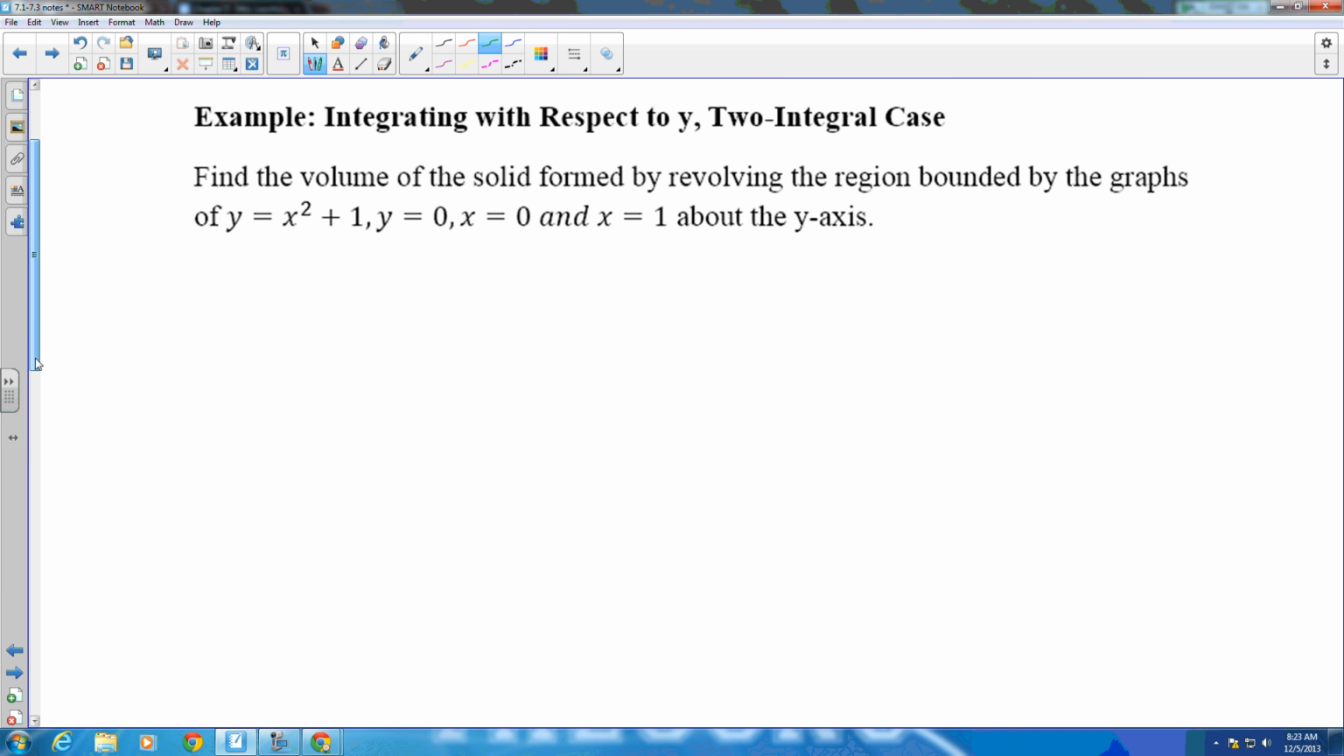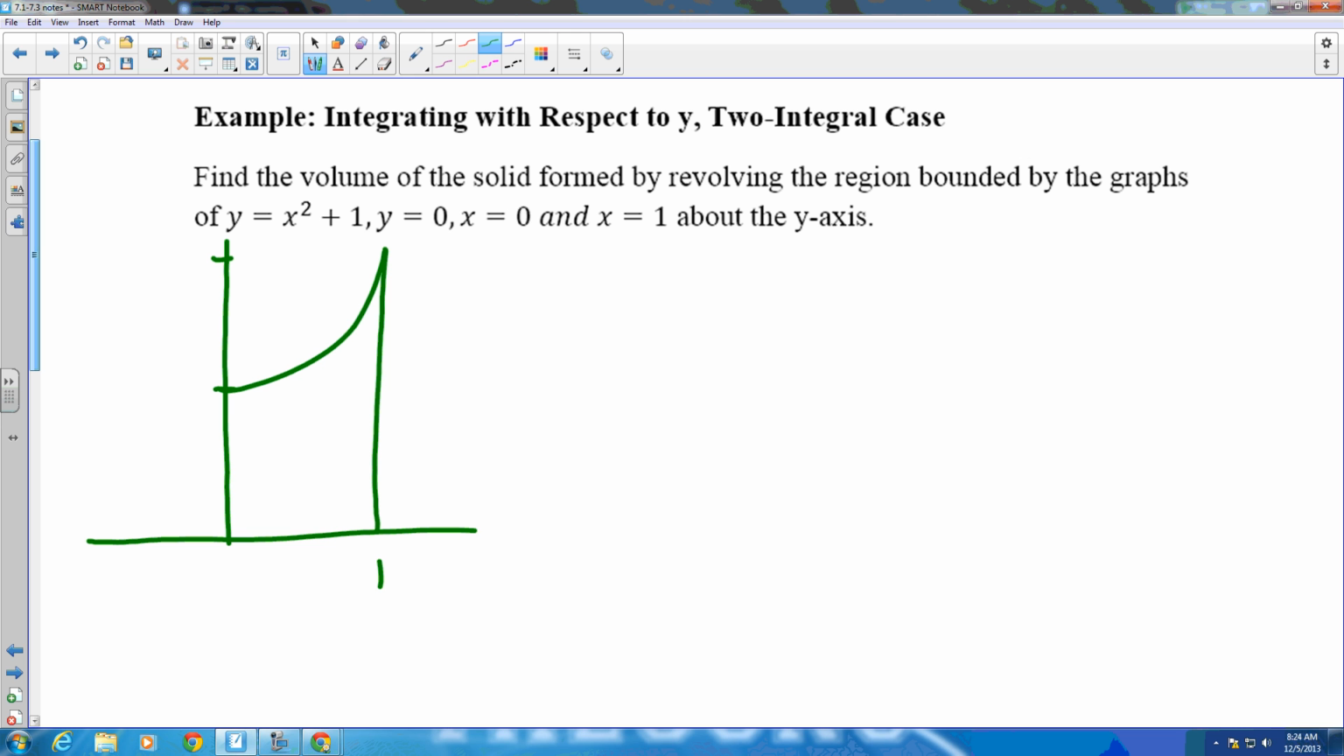Okay, now we're finding the volume of a solid formed by revolving the region bounded by the graphs of x squared plus 1, y equals 0, x equals 0, and x equals 1. So x squared plus 1, and that's our x equals 1. This is 1, 2. So we have this big green shape. We're revolving it around the y-axis.